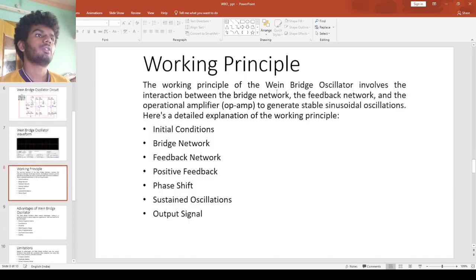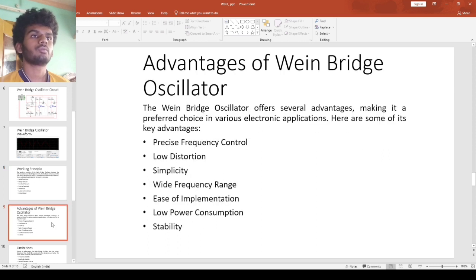The working principle of the Wien bridge oscillator involves the interaction between the bridge network, the feedback network, and the operational amplifier to generate stable sinusoidal oscillations. These are all the working conditions for the Wien bridge oscillator: initial conditions, bridge network, feedback network, positive feedback, phase shift, sustained oscillation, and output signal. These are all necessary for the working of the Wien bridge oscillator. We have to keep all this in mind before constructing the circuit.